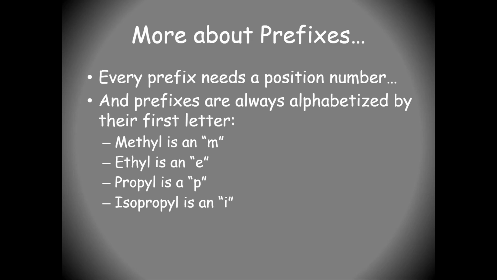Every prefix needs a position number. This is so that when we write it in, we write it alphabetically. If we had an ethyl group, a methyl group, a propyl group, and an isopropyl group, we would say the ethyl group first, the isopropyl next, the methyl group, and then the propyl group.